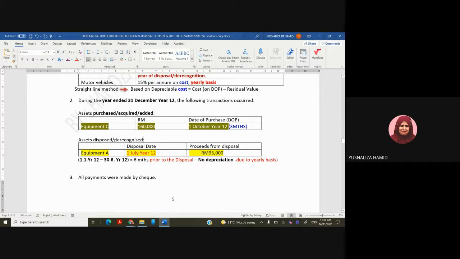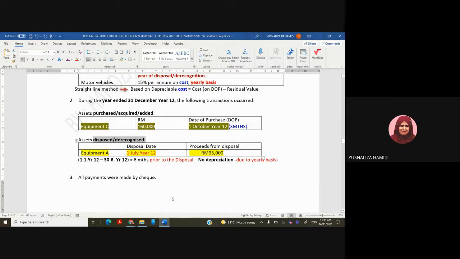Sometimes you can dispose of an asset by donating it. You do not want to use the asset, so you go and donate. That is also a form of recognition. You donate, but that becomes your donation, with a different treatment. But here we're talking about disposal for cash.